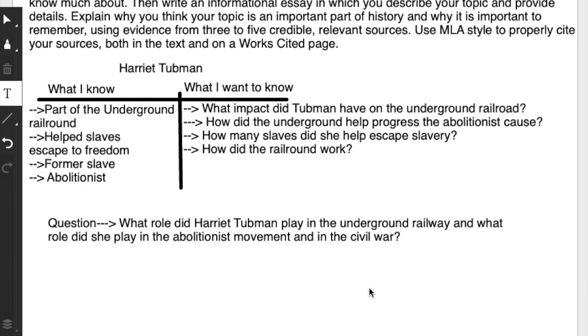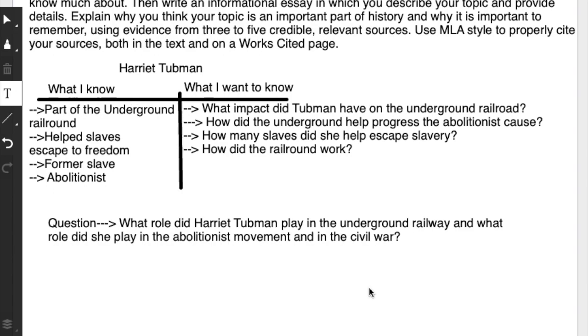So I'm kind of marrying Harriet Tubman and the Underground Railroad here because she is so well known for that role in her life that I'd like to know more about her role in that work. And to understand what she did, I have to understand how the railroad worked, right? So, my question then, I'm going to take that information and I'm going to condense it down into one question.